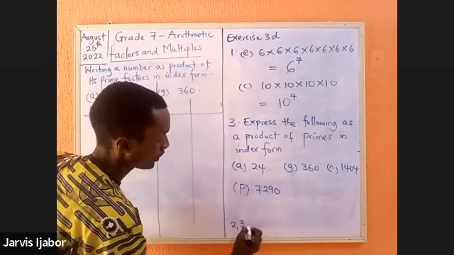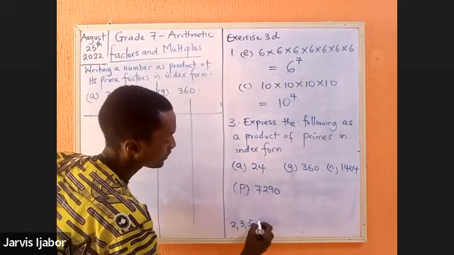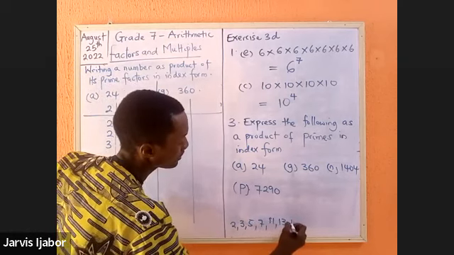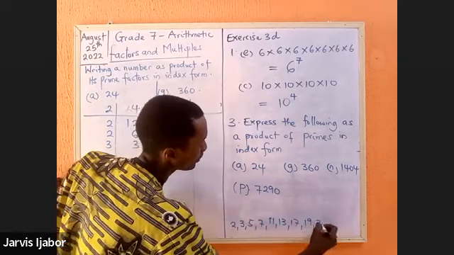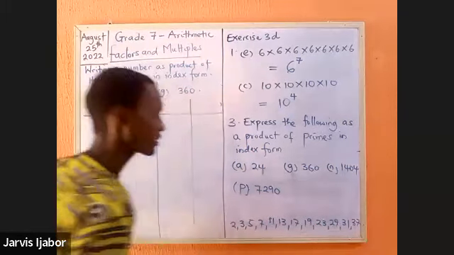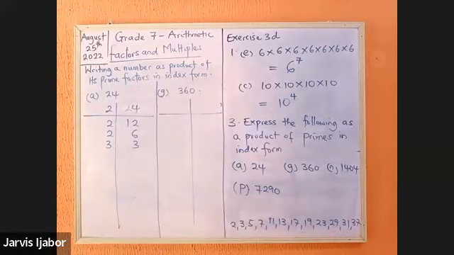2, 3, 5, 7, 11, 13, 17, 19, 23, 29, 31, 37. Let's just stick to those ones and trust that we wouldn't exceed those numbers there. So at the end of the day, what you're going to have will be what?